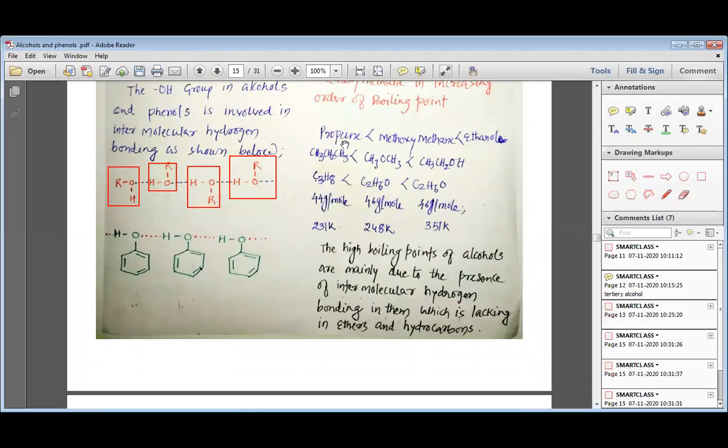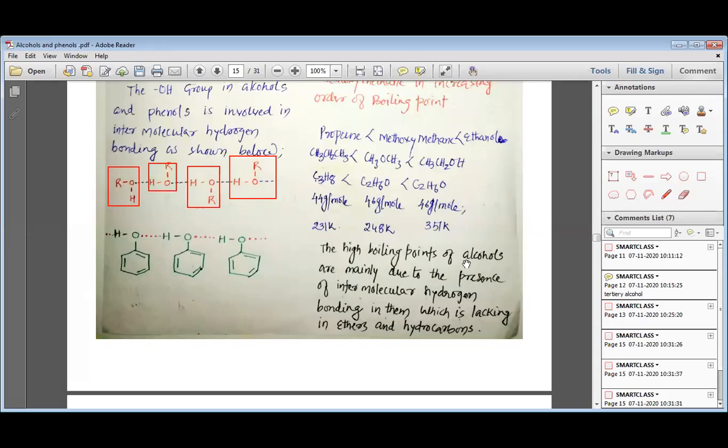So we have propane is less than methoxymethane is less than ethanol. That means ethanol will have the highest boiling point as compared to the ether and hydrocarbon. You can see that the hydrocarbon has got 231 Kelvin, ether has got 248 Kelvin, whereas alcohol has got 351 Kelvin boiling point. This is possible due to the presence of hydrogen bonding among the alcohols and phenols.